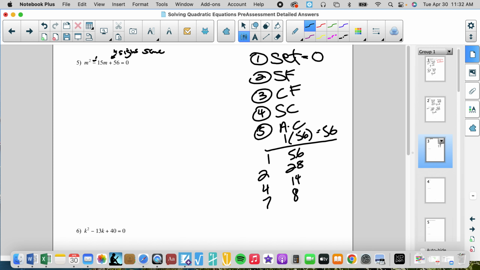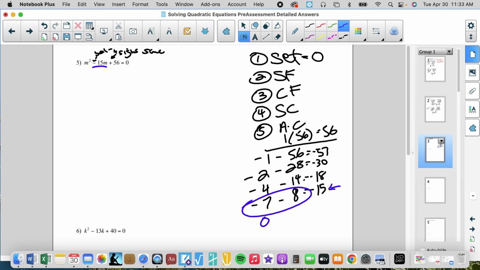And we look here, and they're both negative. So negative 57, negative 30, negative 18, negative 15. Which one's equal to my middle? My middle value is negative 15. This is equal to my middle, so I'm going to pull out these as my outside and inside terms.